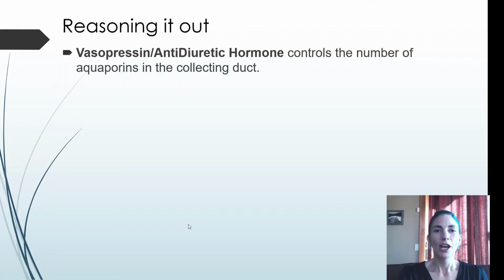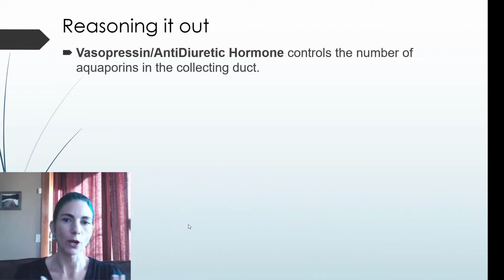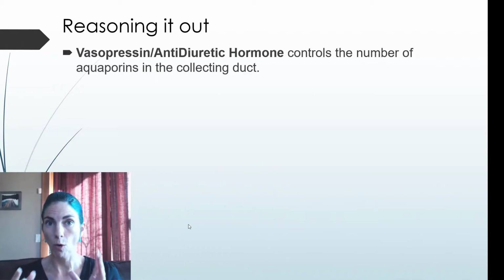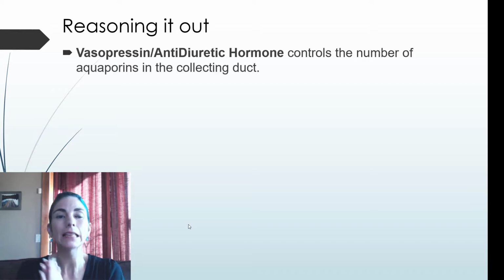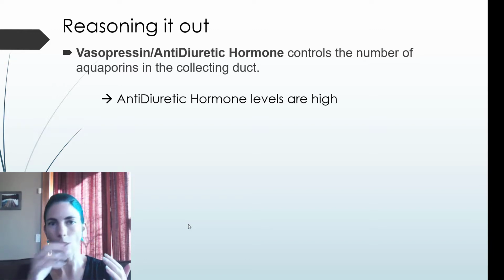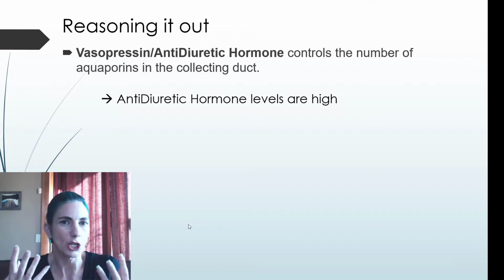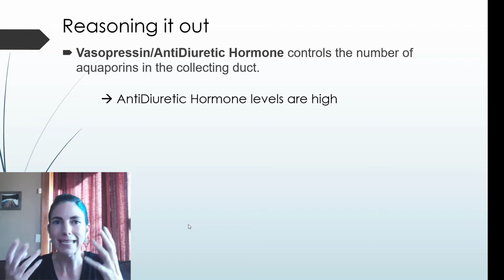Okay. So I mentioned that antidiuretic hormone, or vasopressin, is going to control your water reabsorption in the collecting duct. Try not to memorize this. Try to reason it out. What does antidiuretic hormone mean? If I say the word antidiuretic hormone, imagine that I'm secreting antidiuretic hormone. What is that going to do? Well, what does that mean?